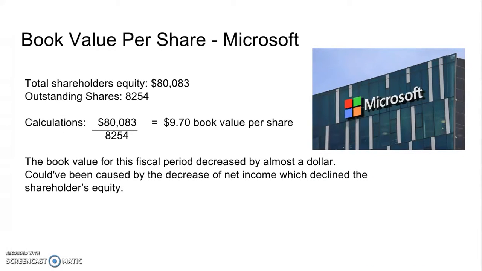Microsoft's shareholders' equity totals $80,083 in millions, with 8,254 total outstanding common shares. Using the formula, $9.70 is the book value per share. Last fiscal period's book value per share was $10.69, so it shows that Microsoft's share value dropped almost a whole dollar although they issued more common shares. A big reason why this could have happened was the decrease in net income, as they had to pay a lot more unexpected expenses for their phone products.